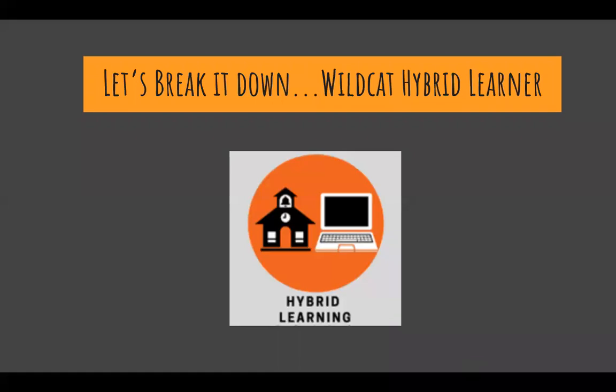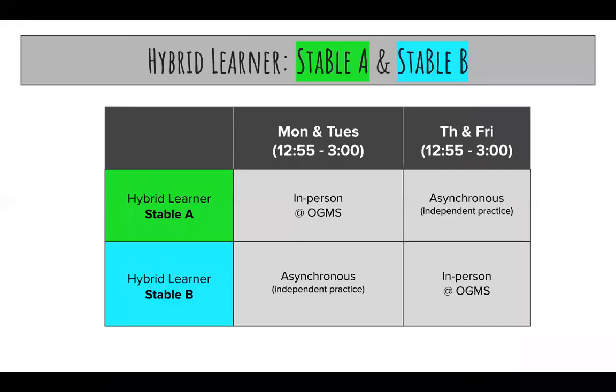Now, let's break it down. What does a schedule look like for a Wildcat hybrid learner? So once again, if you are a hybrid learner stable A, that means that you are starting off the week in person at Oak Grove Middle School from 12:55 to 3. And then you're ending your afternoons on Thursday and Friday as an asynchronous learner from 12:55 to 3.